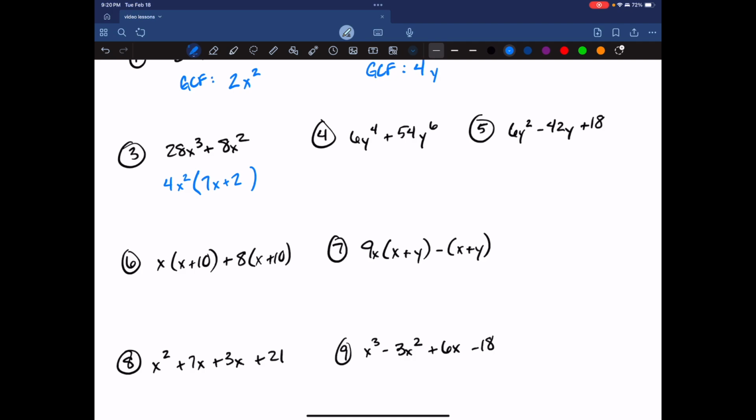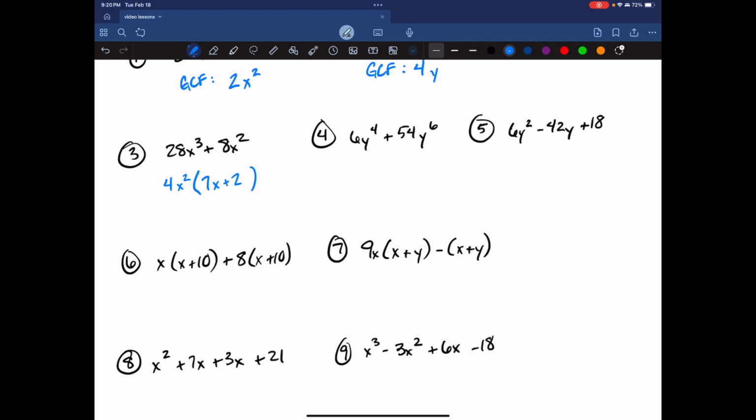We take out everything that both terms, or all terms, have in common, stick it out front, and then open parentheses, multiply by everything that's left. And the idea is that if you multiply these things back out, you get your original. So if I multiplied 4x squared times 7x, you get 28x cubed. If you say 4x squared times 2, you get 8x squared. And so I get my original back, and that's the whole idea.